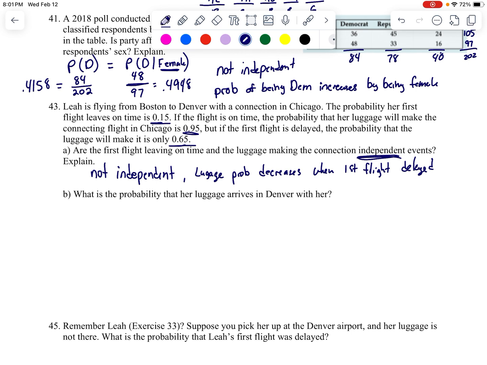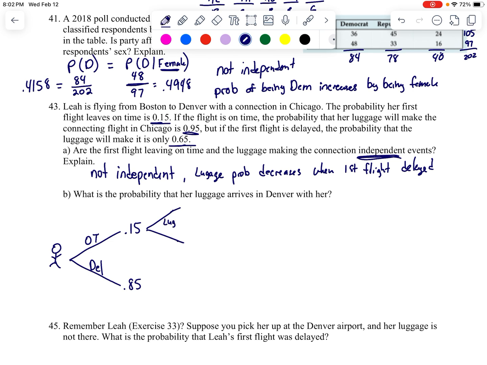All right, and finally, what's the probability that the luggage arrives in Denver with her? So here we go. Here's Leah. She is going to take a trip. Her first event is that she flies out of Boston, and that flight is either on time or it is delayed. The probability her first flight leaves on time is 15%. So there's only a 15% chance that it leaves on time, which therefore means there's an 85% chance that it's going to be delayed.